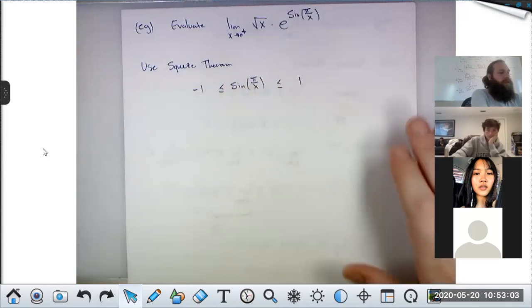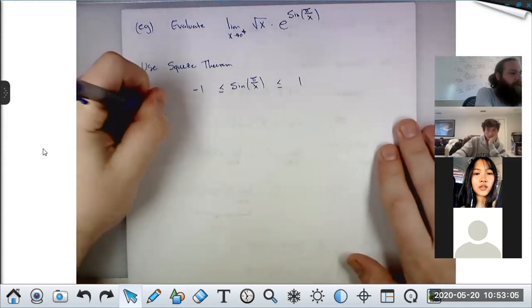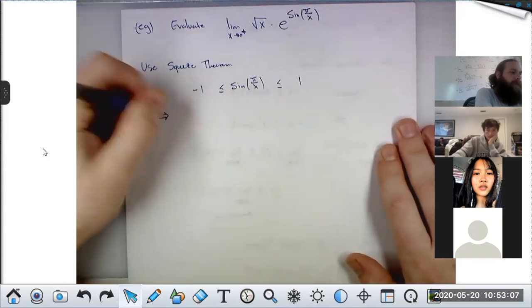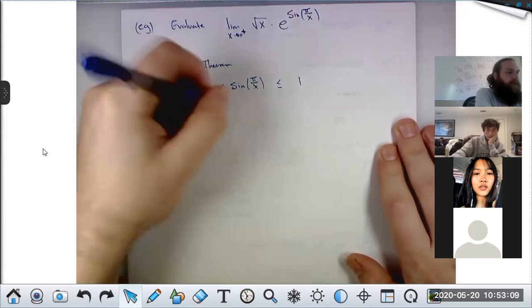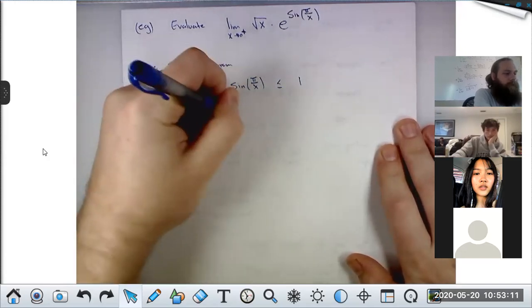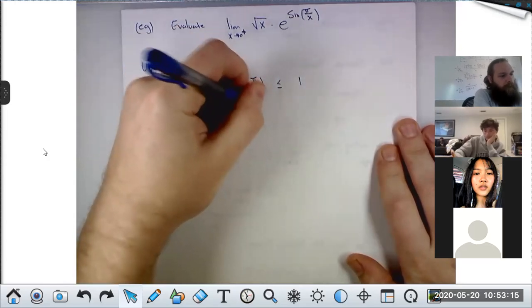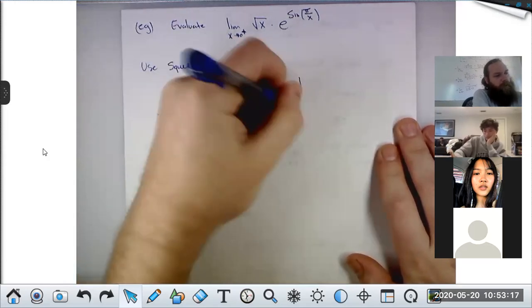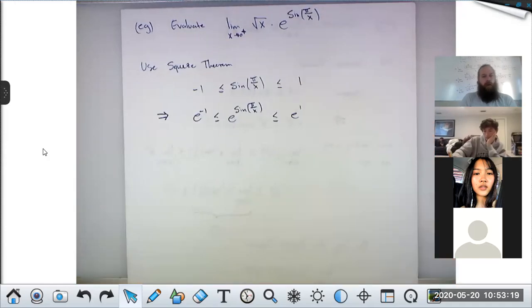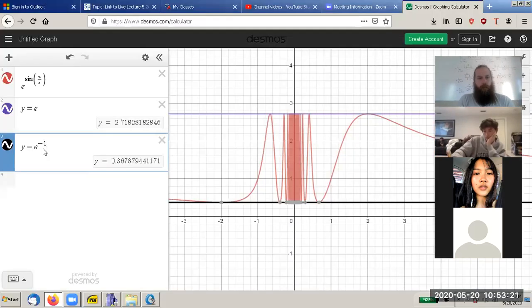My first step is going to be to exponentiate everywhere in this inequality. This means that e to the negative 1 is less than or equal to e to the sine of pi over x, which is less than or equal to e to the positive 1. And that's the inequality that I was demonstrating here. Right? E to the negative 1 is always smaller than the red. E to the positive 1 is always bigger than the red.